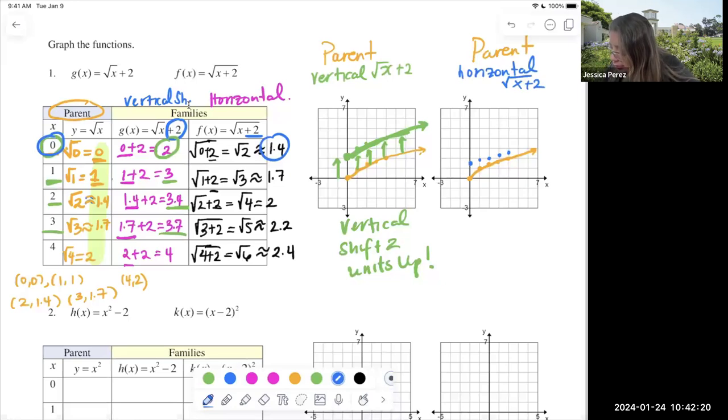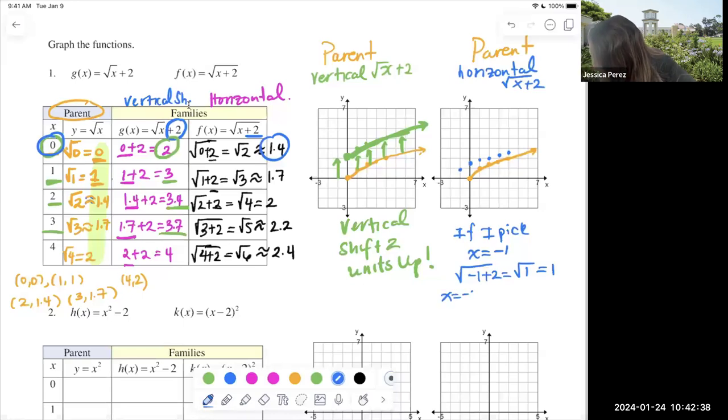So what happens if I pick x to be -1? So it's going to be the square root of -1 plus 2, which is the square root of 1, which is 1. So -1, 1. If I pick x to be -2, it's the square root of -2 plus 2, which is the square root of 0, which is 0. So like this. So notice how it shifted to the left.